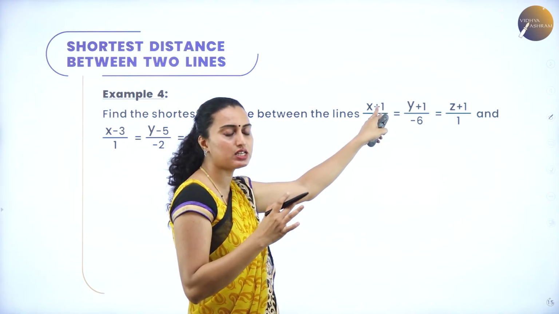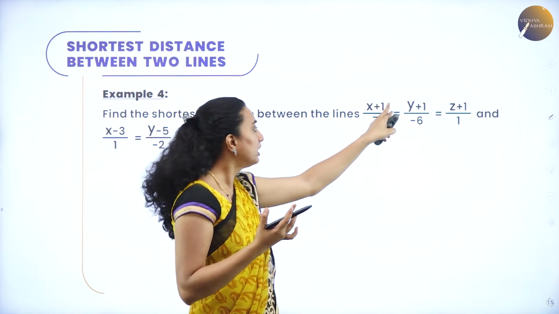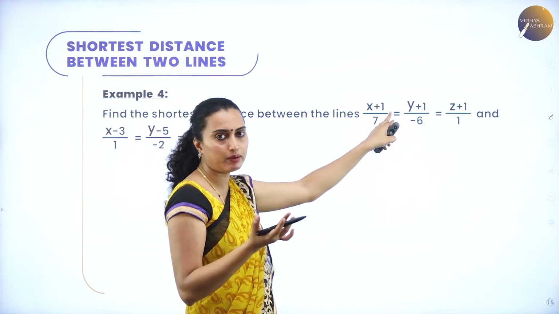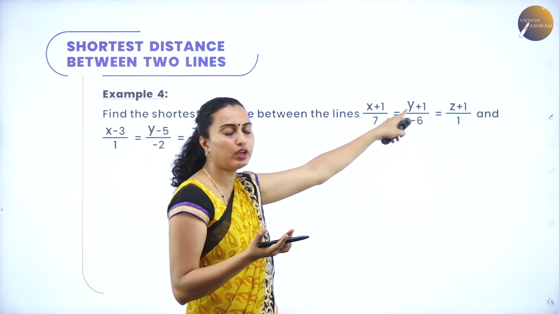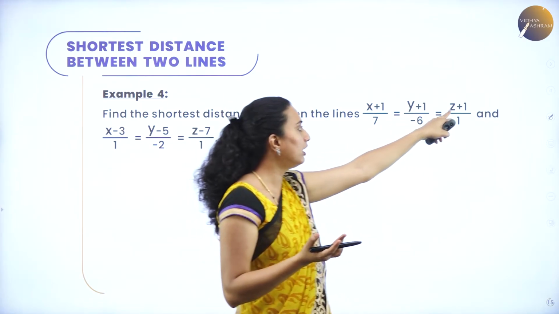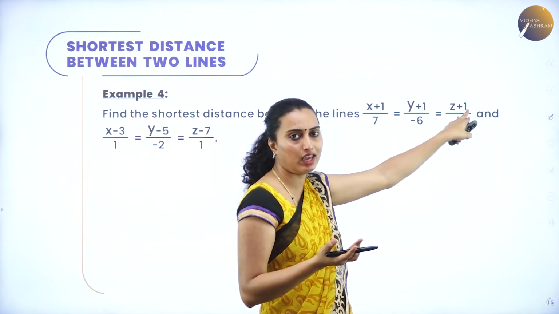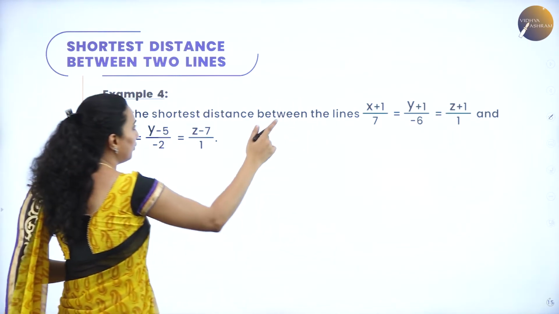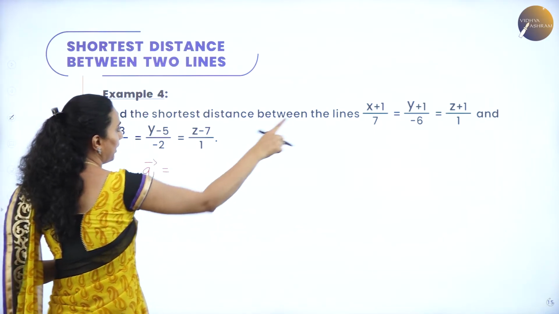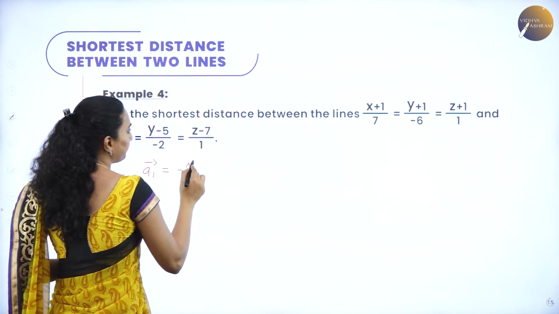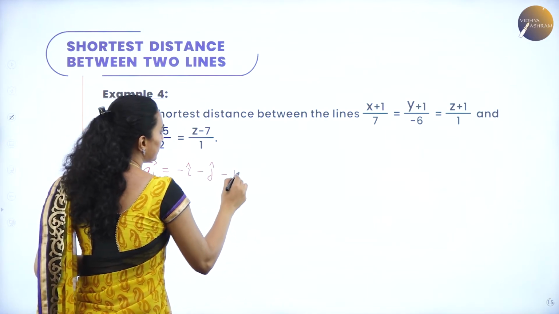If it is there plus, the value will become negative. If it is there minus, the value will become positive. Y plus 1, again here the coefficient of j is minus 1. Next, the coefficient of k is nothing but minus 1. Therefore you can write A1 vector as minus i minus j minus k.